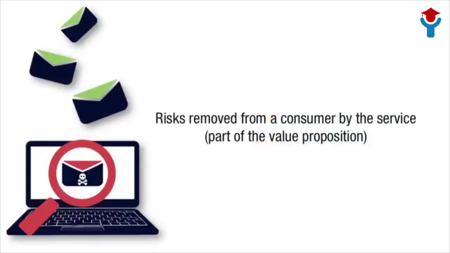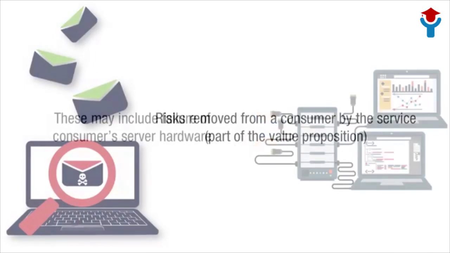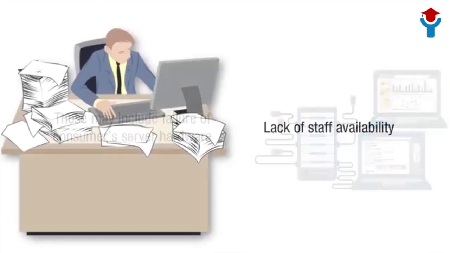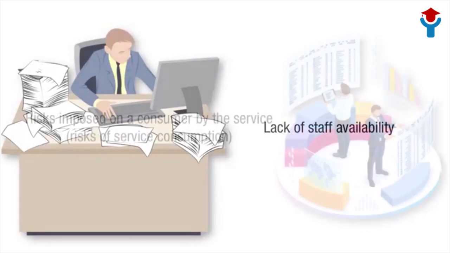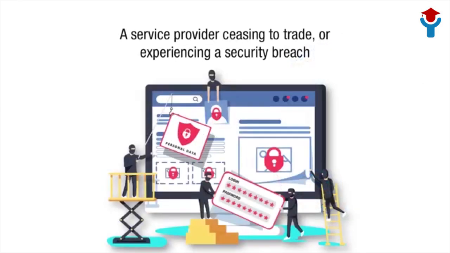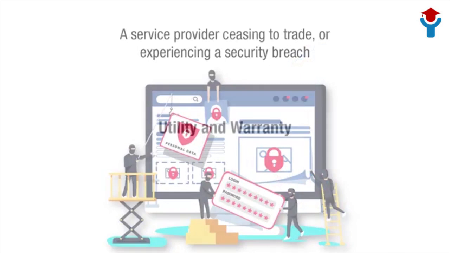Risks removed from a consumer by the service, part of the value proposition. This may include failure of the consumer's server hardware or lack of staff availability. Risks imposed on a consumer by the service. Risks of service consumption. An example of this would be a service provider ceasing to trade or experiencing a security breach. Utility and warranty is the last concept in this chapter.